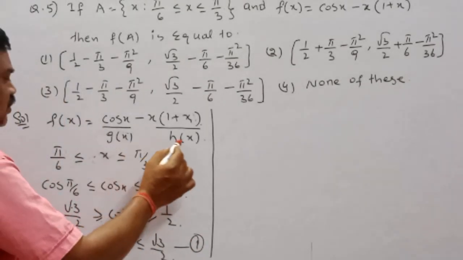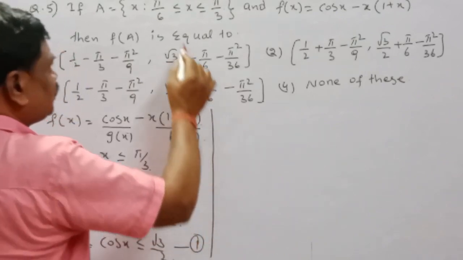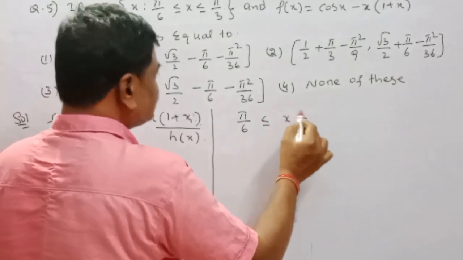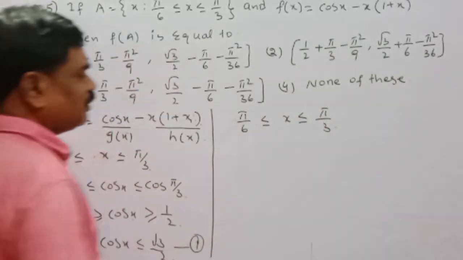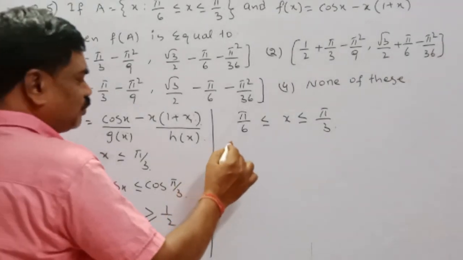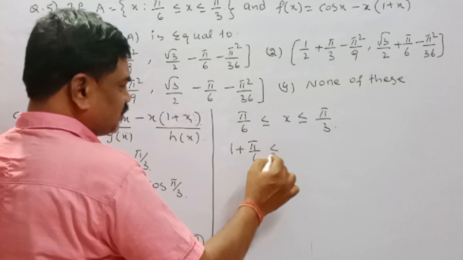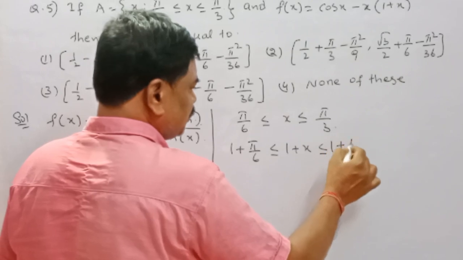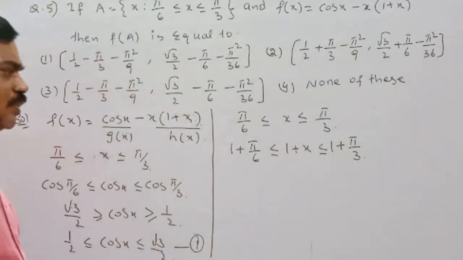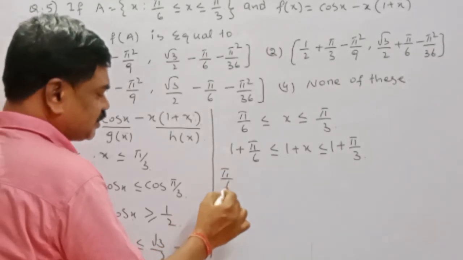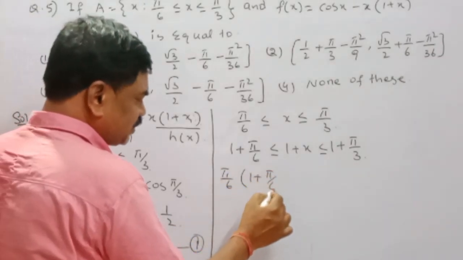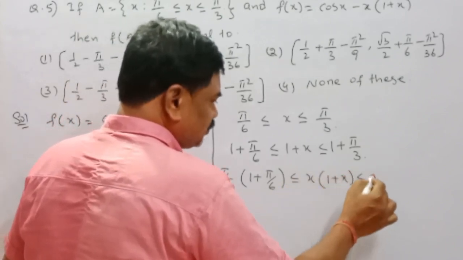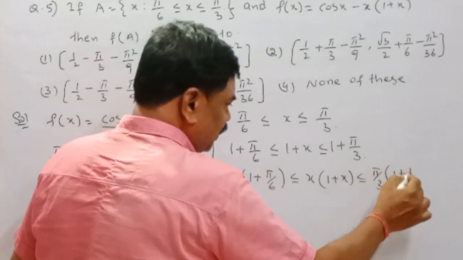Next you go to this h of x. Here you observe that pi by 6 less than or equal to x less than or equal to pi by 3 is given. So 1 plus pi by 6 less than or equal to 1 plus x less than or equal to 1 plus pi by 3. And also pi by 6 of 1 plus pi by 6 is less than or equal to x(1 plus x) less than or equal to pi by 3 of 1 plus pi by 3.